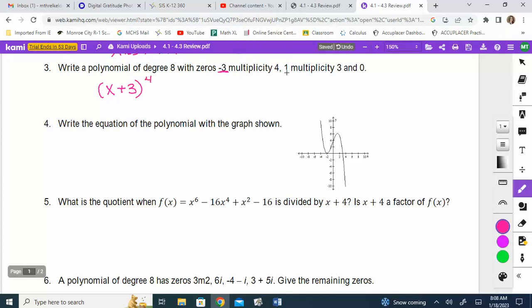The next zero was 1, so I would put x minus 1, and the multiplicity of that is, what's my degree so far? 7. And I said degree 8, so we need one more x. And I said that 0 was a zero, so that's just a plain x. And you can put it anywhere. I typically write them in front, but if you put it at the end, that's okay too.